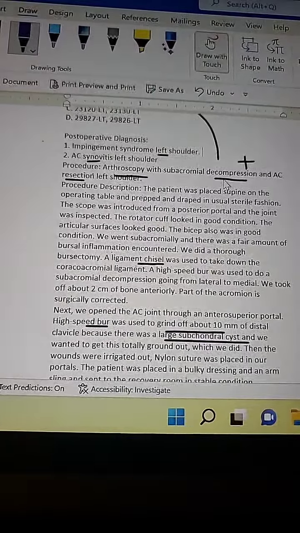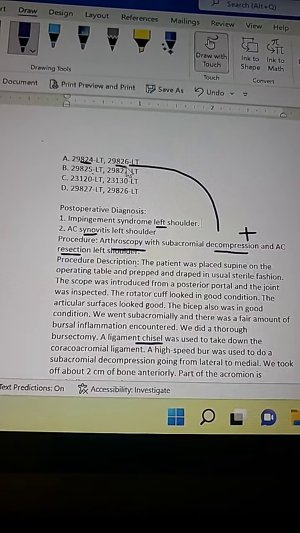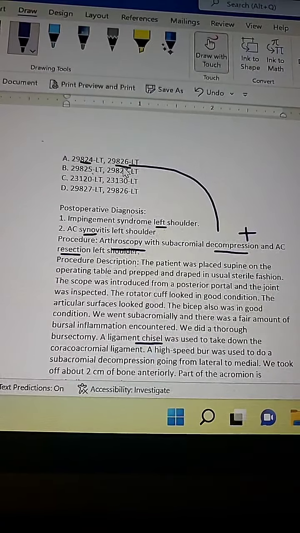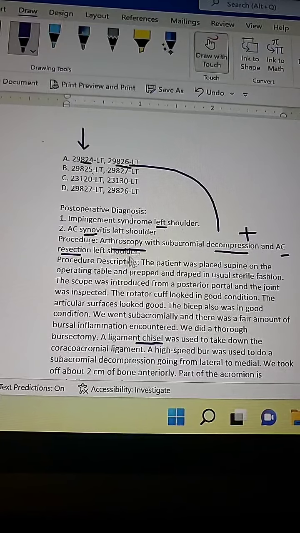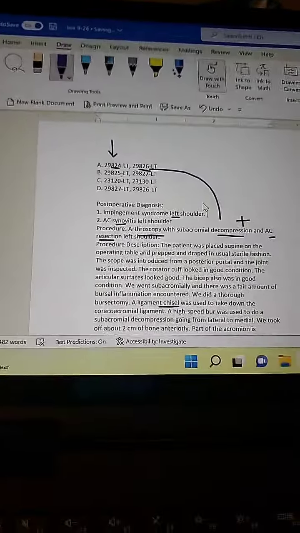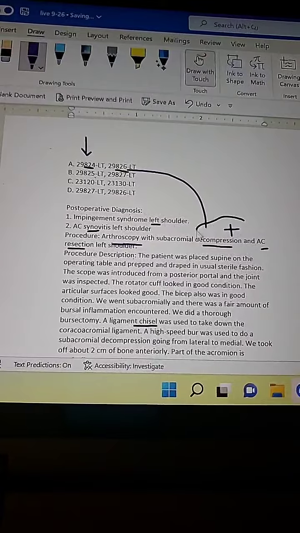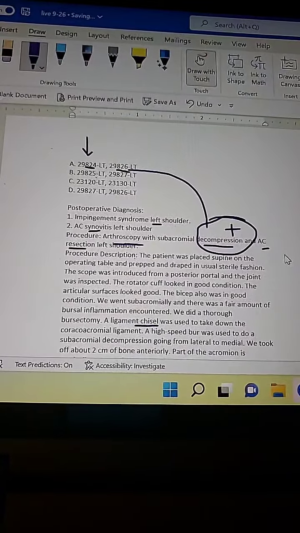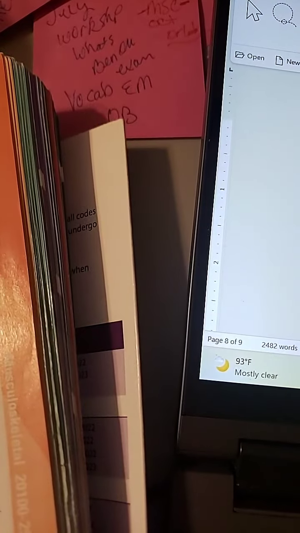So decompression is your one word for your 26 code. And your resection, the AC resection, is your one word for the 24. AC resection is the one word for the 24, and decompression is your one word for the 26. Yep, decompression is for the add-on code. All right. What else we got?